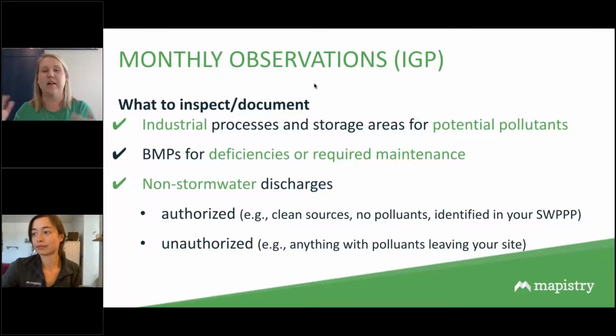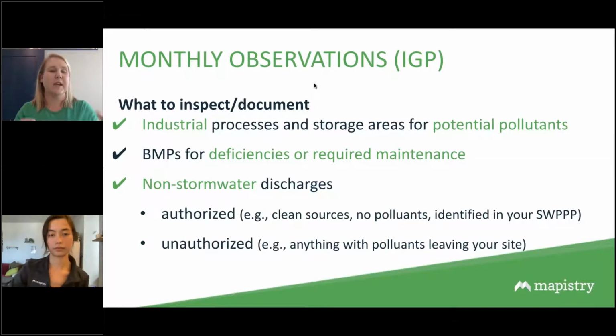You're going to inspect all of your industrial processes and storage areas for that potential to pollute. And again, if you're doing this when nobody's working, it's really hard to tell what has potential to pollute. You're going to look for BMPs that require maintenance. So if you've got check dams or filter socks, any of those types of BMPs at your site, you want to look to see, hey, are they still in good condition? Do they need to be maintained? Do they need to be replaced? Are they even working? Do I need to try something different?